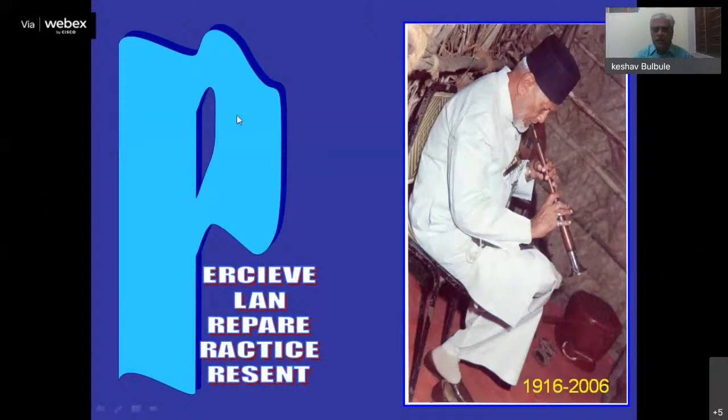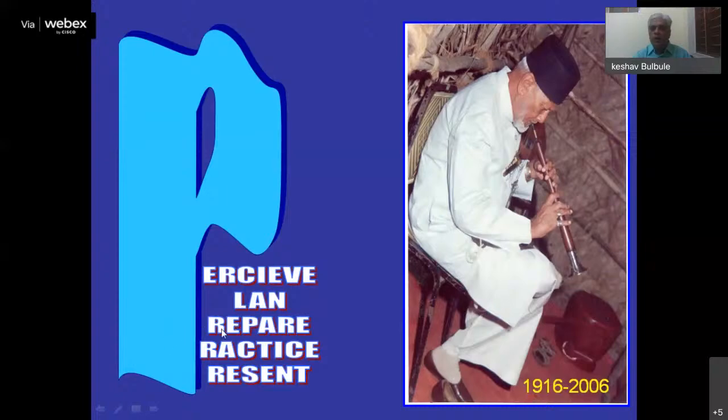And you see there 5 P's: we have got to perceive, we have got to plan, we have got to prepare, we have got to practice and then present. Anything that you want to do, first perceive it, imagine it mentally, just see what exactly you want to do, then plan properly. What you have planned, you prepare well.